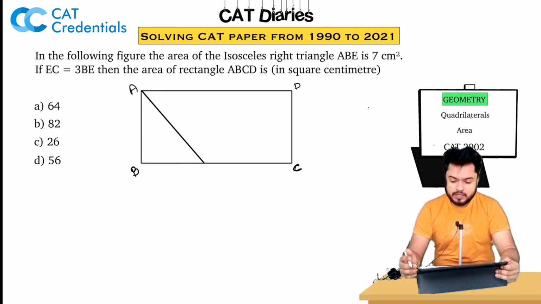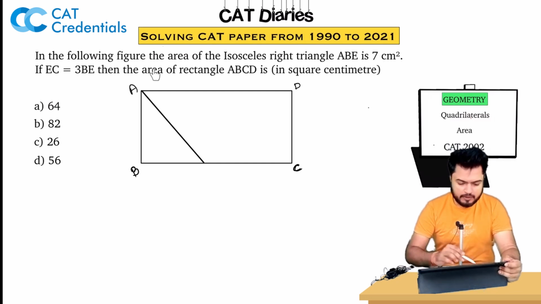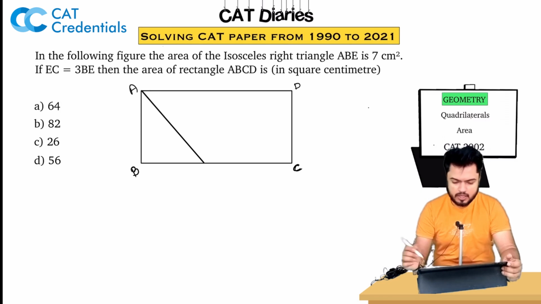So let's solve our next problem, which is again on the concept of area, and that was asked in the year 2002. Okay, so let's understand what is being given here. In the following figure, the area of the isosceles right angle triangle ABE is 7 square centimeter. If EC is equal to 3BE, then the area of the rectangle ABCD in square centimeter is... Okay, so how will I start with this?